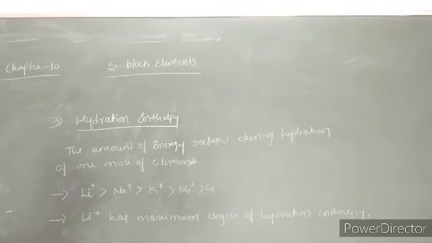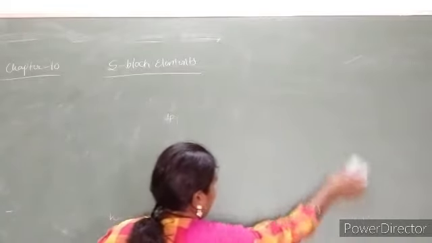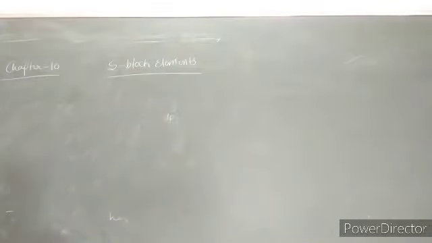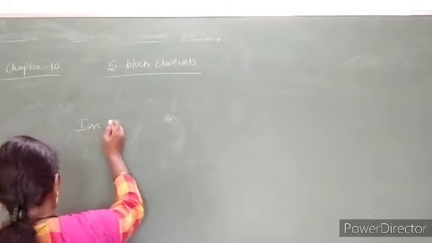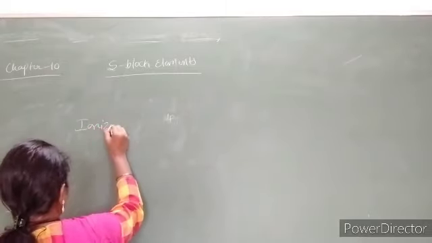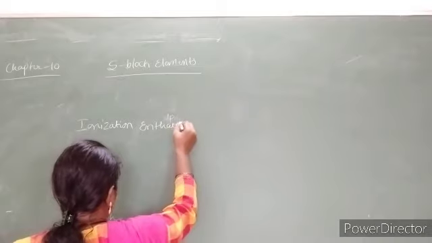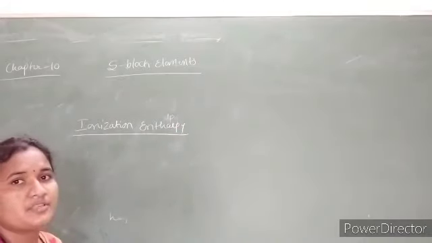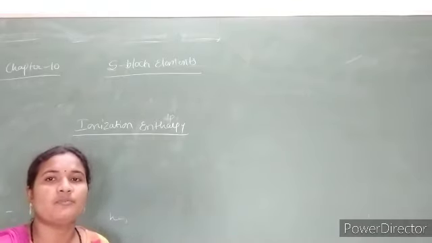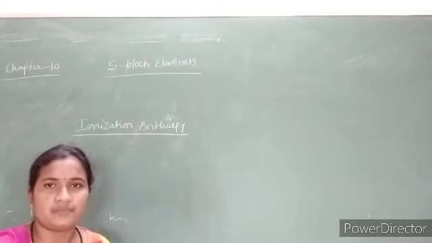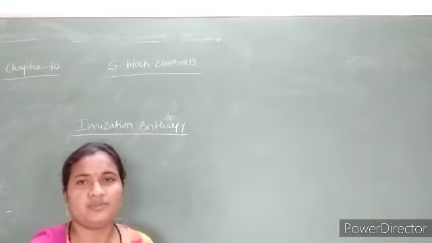So the last property of alkali metals is ionization enthalpy. Ionization enthalpy is nothing but ionization energy. The ionization enthalpy is the amount of energy required to remove the loosely bound valence electron. The amount of energy which is required to remove the loosely bound valence electron is said to be ionization enthalpy or ionization energy.